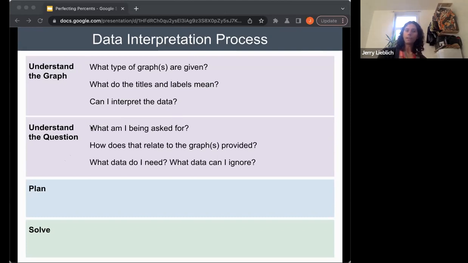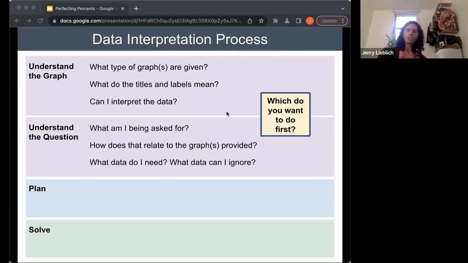Again, what am I being asked for? Where is that? How does that relate to what they've given me? And what do I need? What can I ignore? Keep in mind, these are never just going to be like you read it and the answer is the number that it says on the graph. You're always going to have to do something to that.